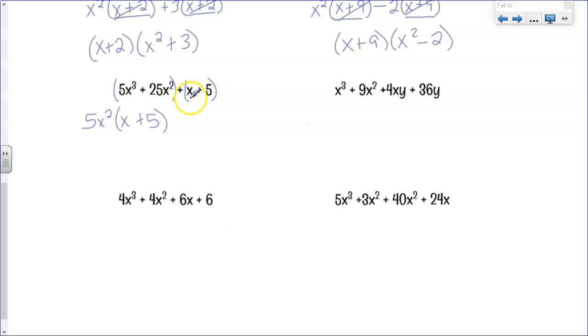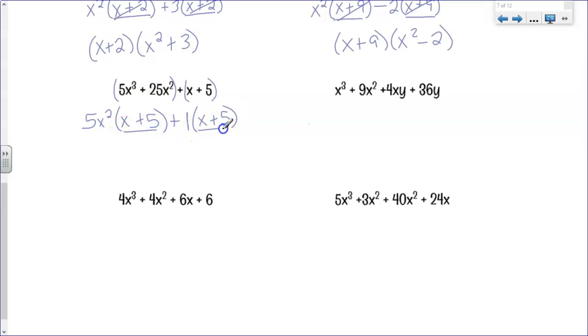Okay, we're looking here. What will go into x and 5? Well, number's not, and there's not x, but what will divide into anything? 1. You always have to take out a GCF. So then that just leaves me x plus 5.